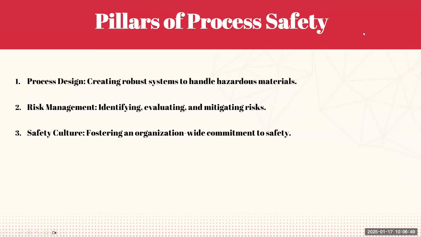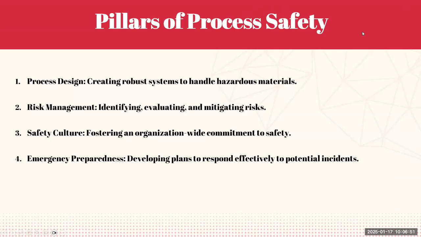And lastly, we have emergency preparedness, because despite our best efforts, incidents can still occur. At the end of the day, we need to have plans in place to respond effectively if something happens. This ensures that even in the face of an emergency, we can minimize the harm to people, the environment, and the facility. All of these pillars work together to create a comprehensive approach to process safety, highlighting the importance of planning, culture, and preparedness in keeping industrial operations safe.